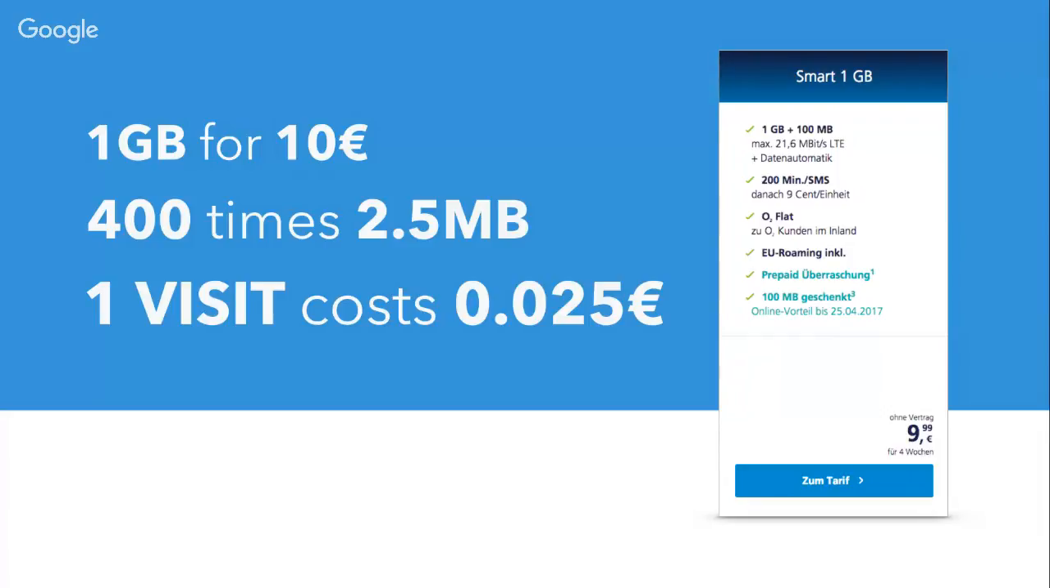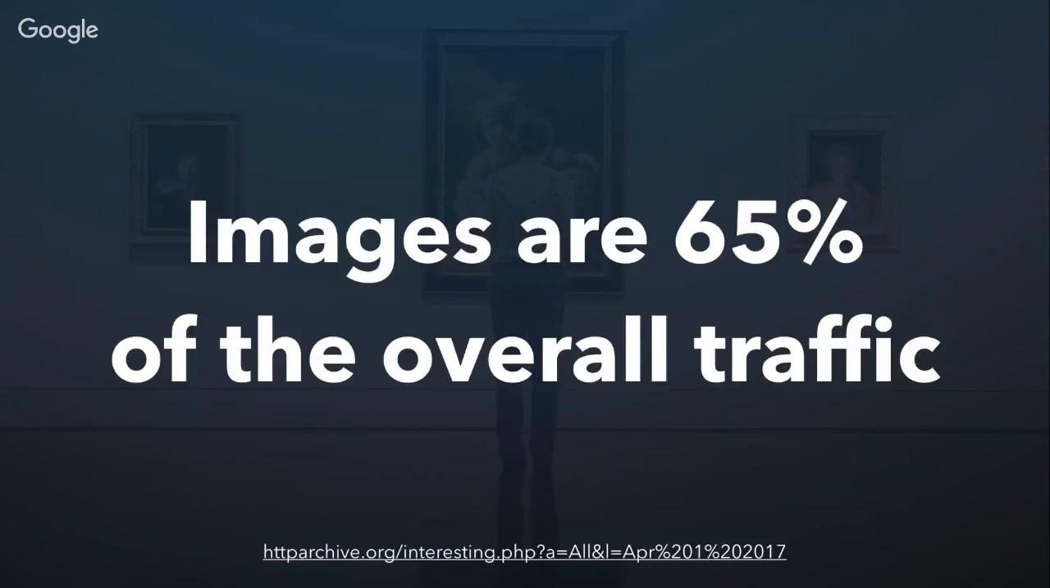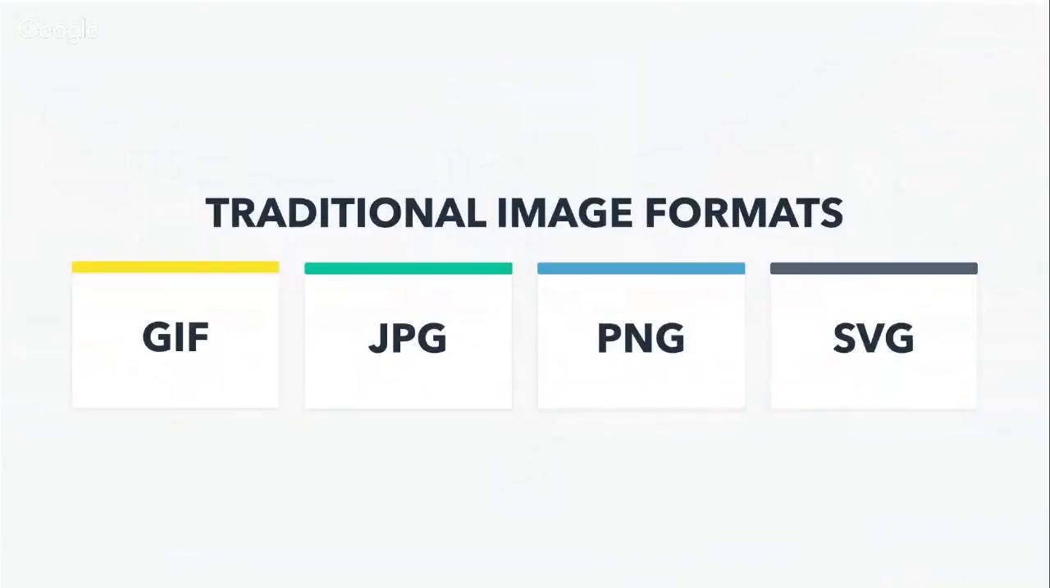So what do we spend our money on these days? 65% of the overall traffic in the internet are images. And what I want to tell you next is Images 101. Currently we have traditional image formats, which are GIF, JPEG, PNGs, and SVGs. And I still see that people are using the wrong formats when building stuff for the web. So let's just do a quick recap here.